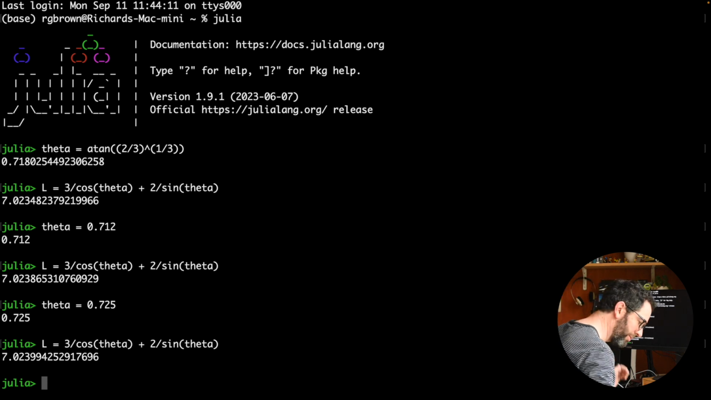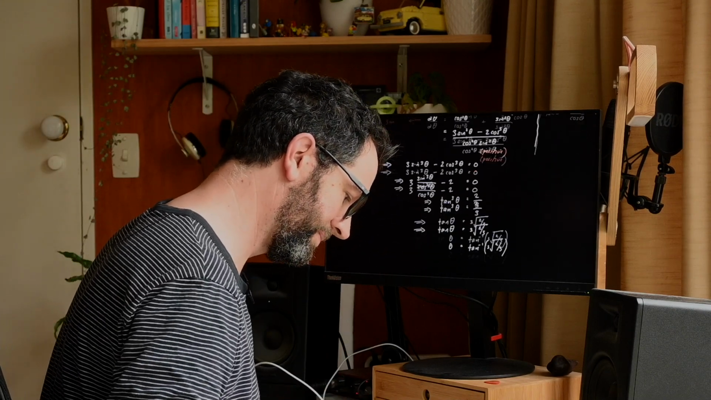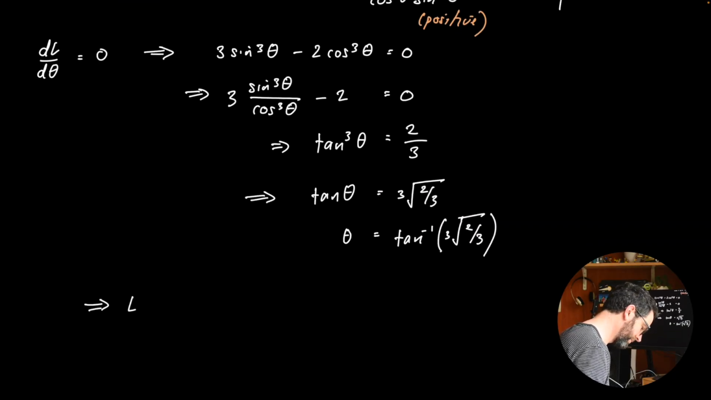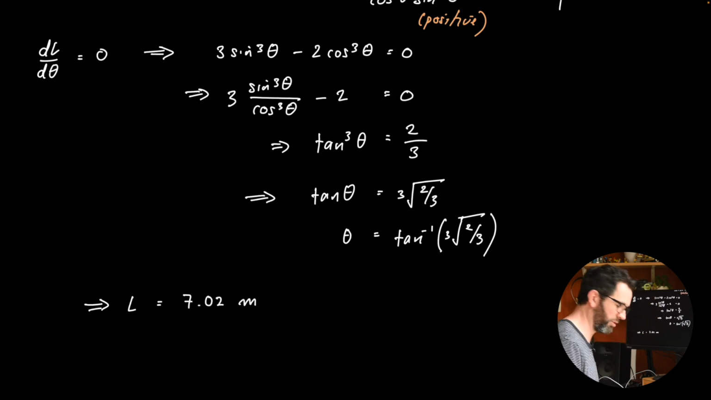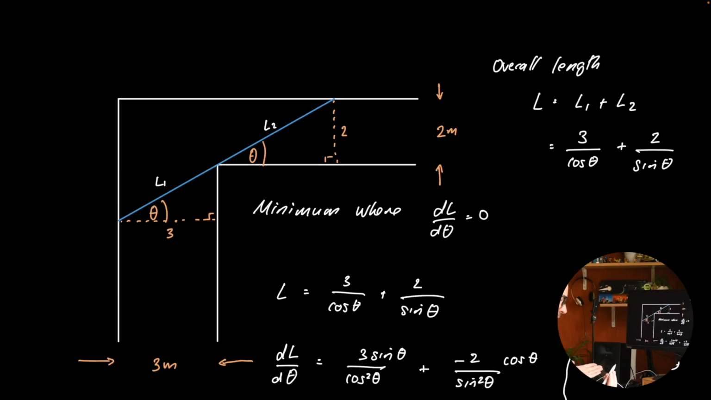Okay, so let's switch back to the iPad real quick and summarize those results. This gave us L equal to 7.02 meters approximately, rounded. If you look at the picture, I don't know about you, but for me that was slightly surprising. I thought the answer was going to be slightly shorter than that, but that is indeed the longest stick or piece of furniture that you could get around that corner.